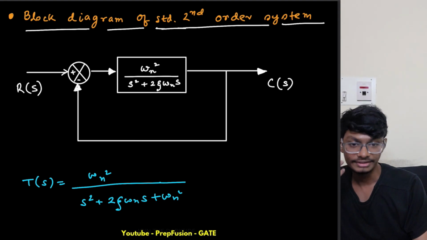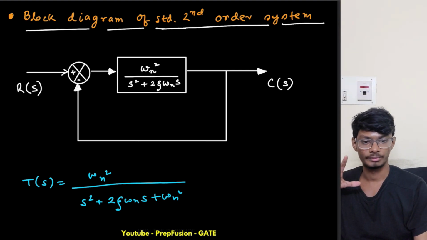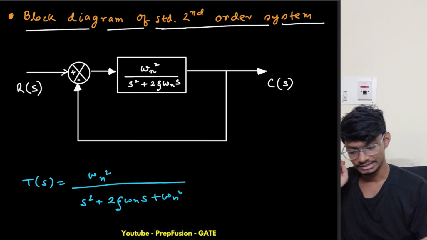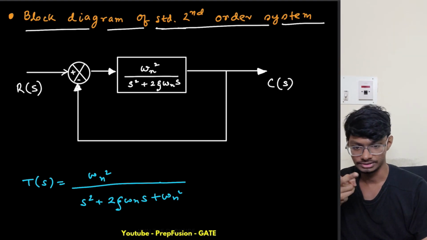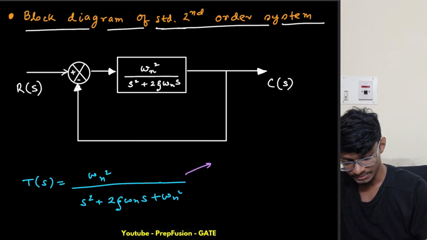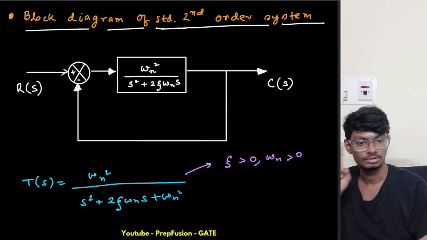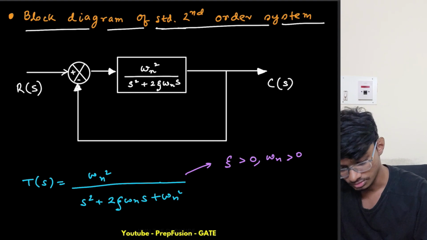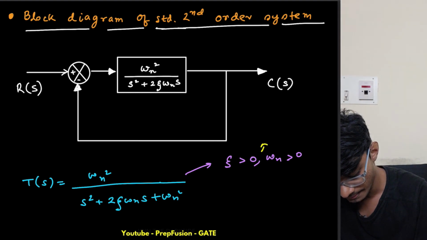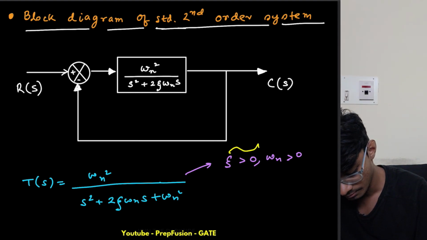So here this is the standard one. I hope you remember this one. This is nothing to forget, right? So here I had two cases, I told you two cases. My system will be stable if my zeta is greater than 0 and my omega n is also greater than 0. My system will be stable then. Okay, so I will write stable system.